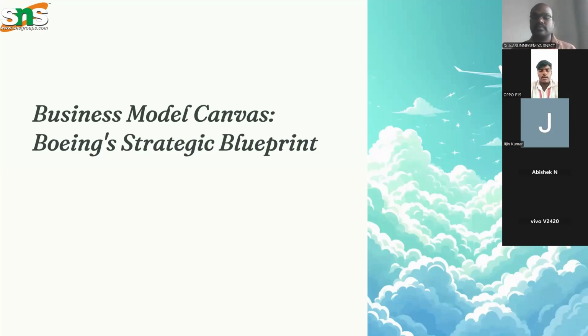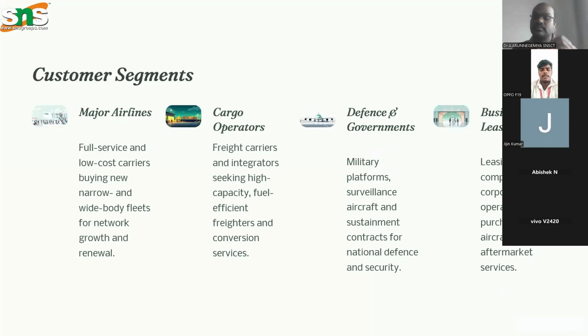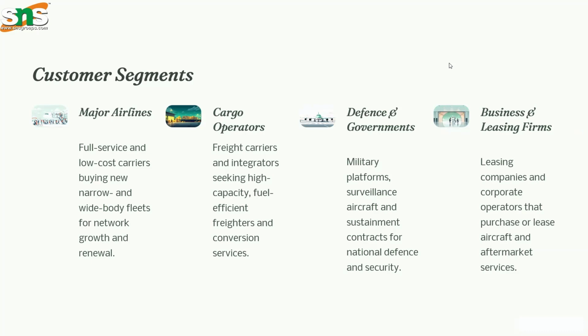Good morning, everyone. I am talking about customer segments and value proposition. The slides explain who our main customers are and what value we offer to them. Customer segments: we focus on four main groups: major airlines, cargo operators, defense and governments, and business and leasing firms. First, major airlines. They include full-service and low-cost carriers that purchase new aircraft to expand routes or replace older fleets. Next, cargo operators: freight companies and logistics integrators looking for high-capacity, fuel-efficient cargo aircraft and conversion services.